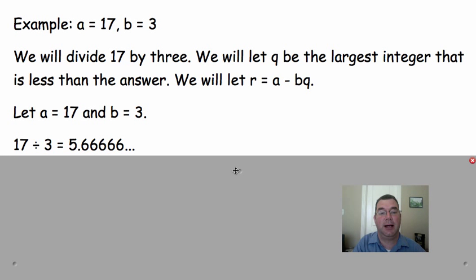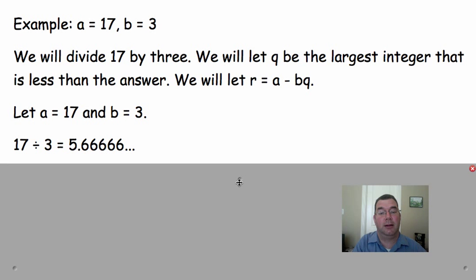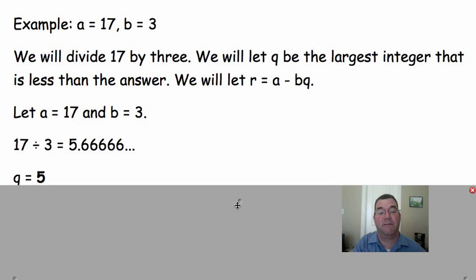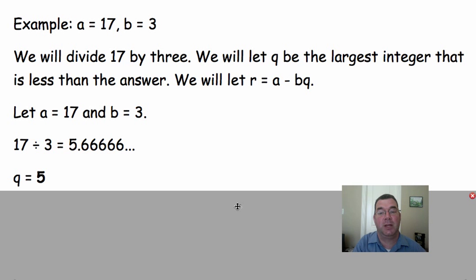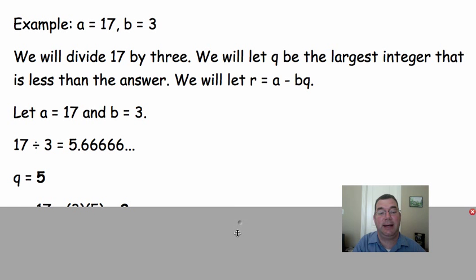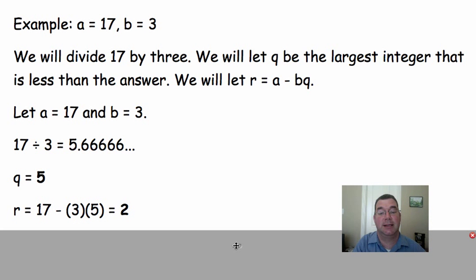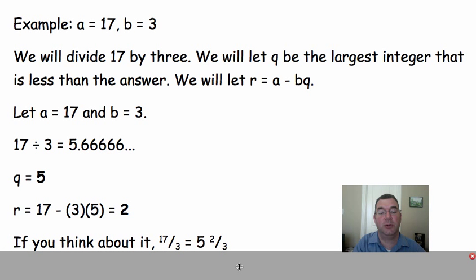If I divide those on a calculator, I get 5.66666 repeating. So that means the largest integer I can take, or the largest number of 3's that I can take out of 17, is 5. So my q is going to be 5. And then to figure out what the remainder is, I take 17 and I subtract out those 5 3's, and I'm left with 2. So just like before, when I was talking about improper fractions and converting those to mixed numbers, 17 over 3, since a is 17 and b is 3, if I convert that to a mixed number, then the whole number out front is going to be 5, and then the numerator of the fraction that comes after is going to be 2. So kind of like q and r being used in a different sense.